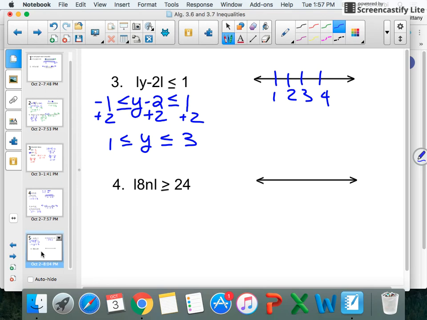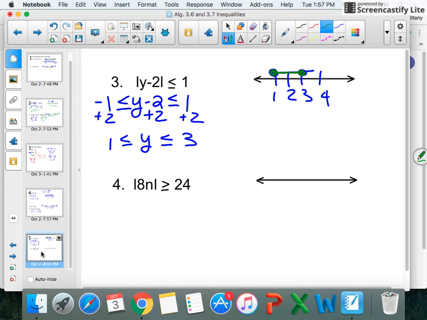So we're going to put a closed circle on 1. And since it says y is greater than or equal to 1, we're going to go to the right. And we're going to stop at 3 because we have that y is less than or equal to 3. So then this inside part here is my solution. So if you were to plug any of those numbers in there, they should work. So if you plug 1 in, that should work because 1 minus 2 is negative 1, and the absolute value would be 1.